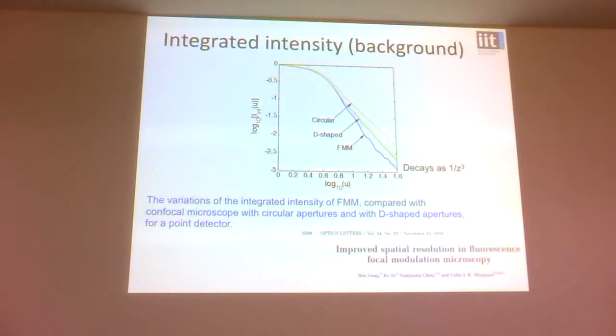And this is showing the optical sectioning of this focal modulation microscope, showing how it drops off at 1 over z cubed rather than 1 over z squared. So I think you do seem to do quite well. We haven't seen commercial systems based on this yet, but I know at least one company is working on it.